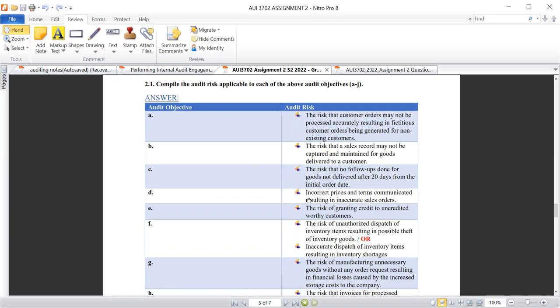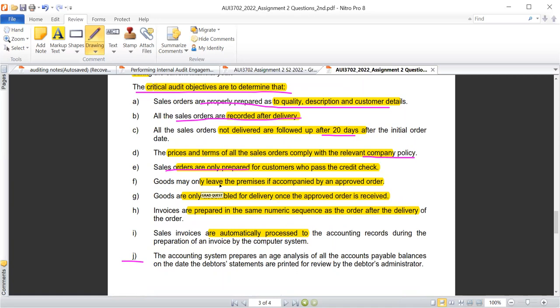Goods may only leave the premises. What you're now giving is more of an audit procedure, but I'm still dealing with the audit risks for now. So the audit procedure, it will be 2.2. But I can see what you're giving me now when you're saying compare the customer details with the credit check approved customer list. That's sounding more like an audit procedure, but it's incomplete, that procedure that you've given me.